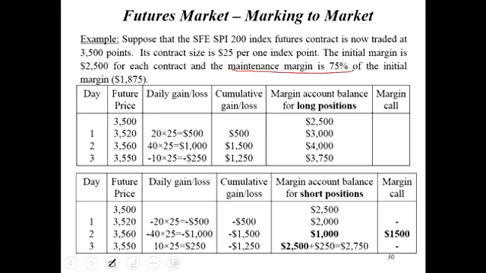Yeah, the short one's going to get a margin call. They have $1,000 in their account at the end of the day. They're below the 1,875 maintenance margin level, so they get a margin call. So the question is, when they get a margin call from the clearinghouse, how much money do they have to stick into their own account?